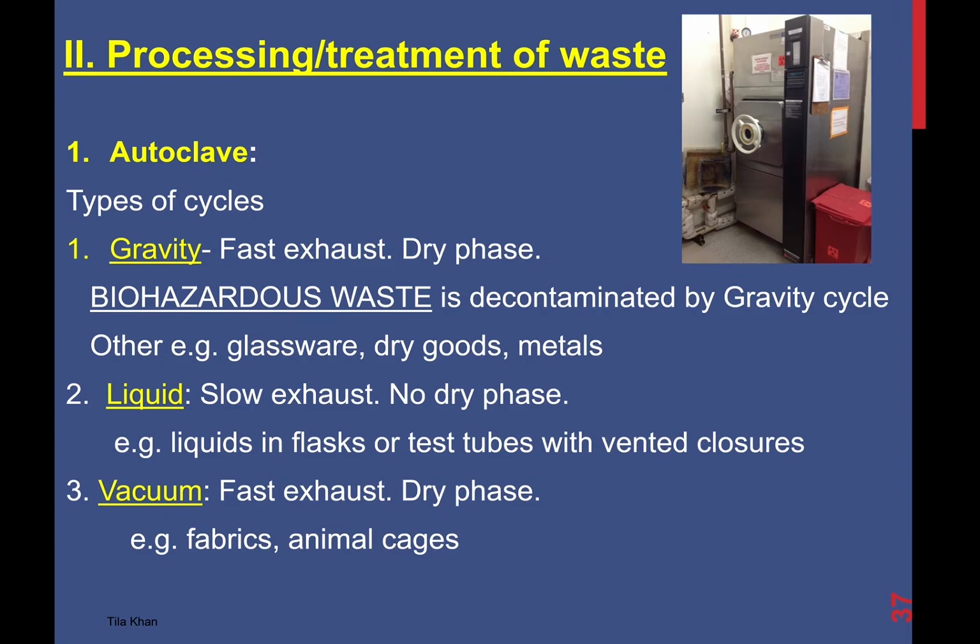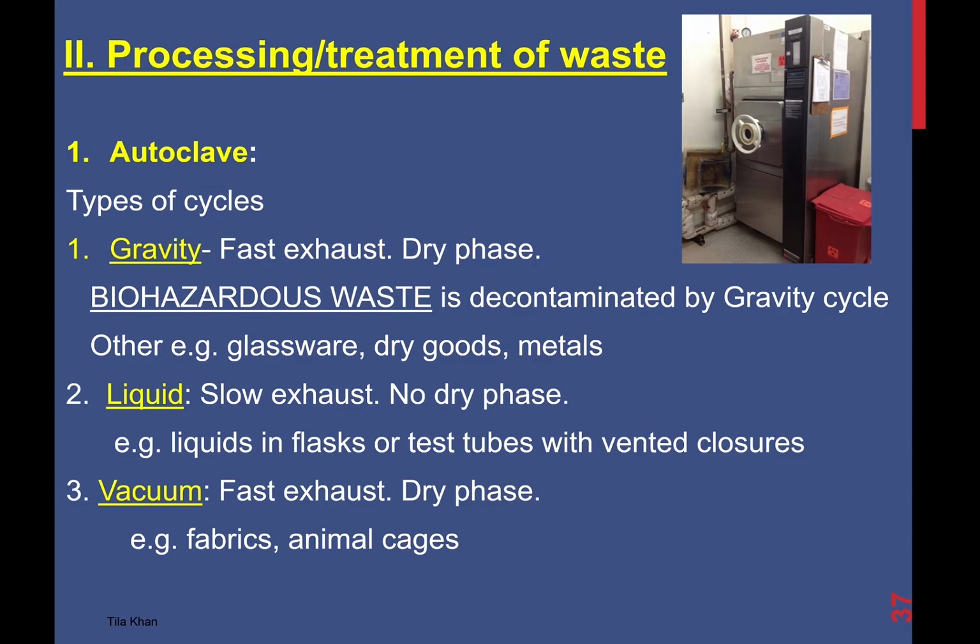This slide shows the types of autoclave cycles for the wall-bound autoclave. These types of autoclaves are usually found in other countries, but still we must know that different kinds of waste are processed or decontaminated by different kinds of autoclave cycles. Number one is the gravity cycle. It involves fast exhaust and a dry phase for drying the items. Hazardous waste is decontaminated by this cycle, and other items such as glassware, dry goods, and metals are also sterilized by the gravity cycle.